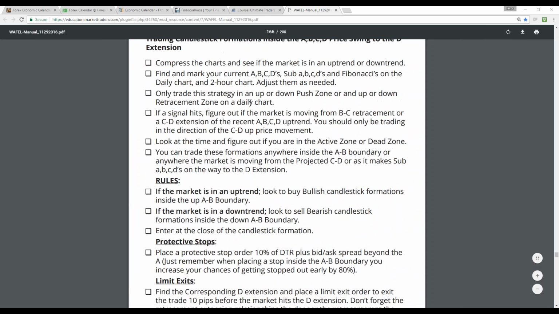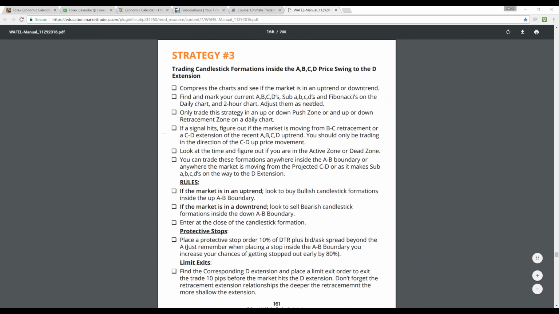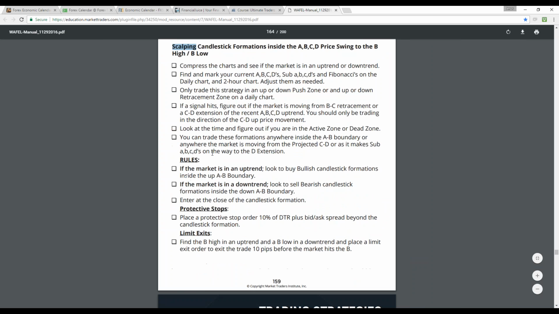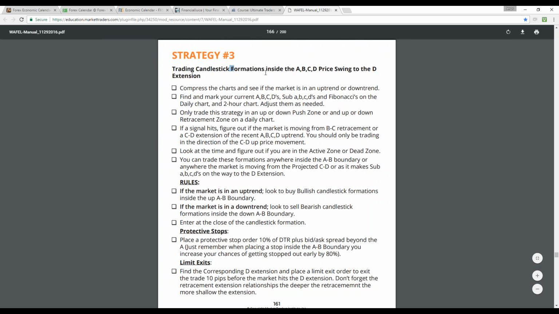And that brings us now to strategy 3. Now this one is labeled trading candlestick formations. So we've replaced the word scalping with trading candlestick formations inside the ABCD price swing to the D. So we're no longer scalping, which is taking different entries within one whole swing, but trading the candlestick formation all the way down to the fulfillment of the swing at the D extension.